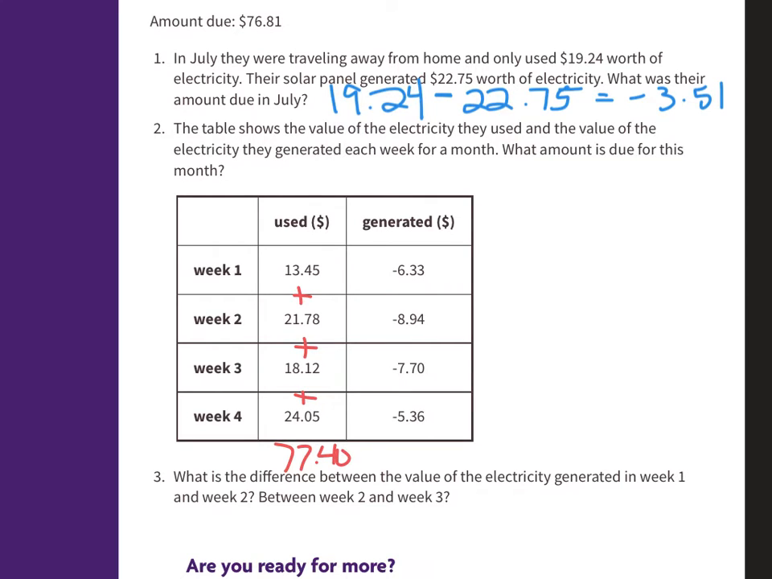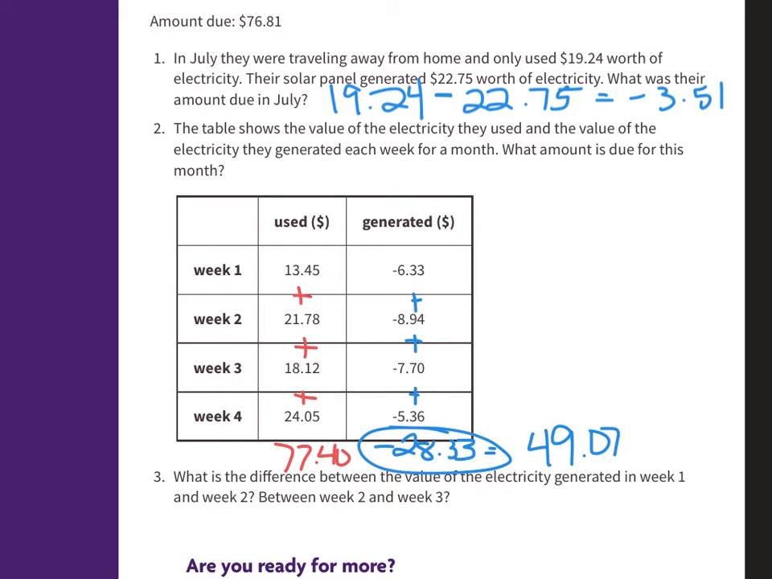Now, to figure out how much they generated, we're just going to add up all the negatives. So, negative 6.33 plus negative 8.94 plus negative 7.70 plus negative 5.36. I get negative 28.33. So we just take how much they generated and subtract it from their use. So 77.40 minus 28.33, 49.07.